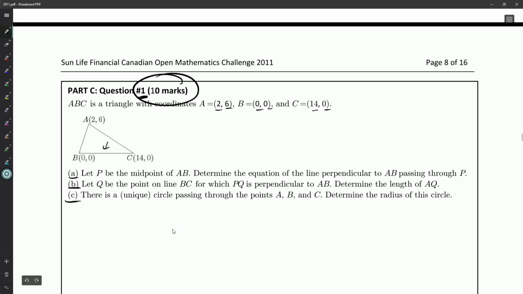So A, let P be the midpoint of AB. We can figure that out by averaging the x-coordinates and y-coordinates. There's P. Determine the equation of the line perpendicular to AB passing through P. Alright, this shouldn't be that hard. We can figure out the coordinates of P, which gives me a point on this line. And I can figure out the slope because it should be the negative reciprocal of the slope for AB.